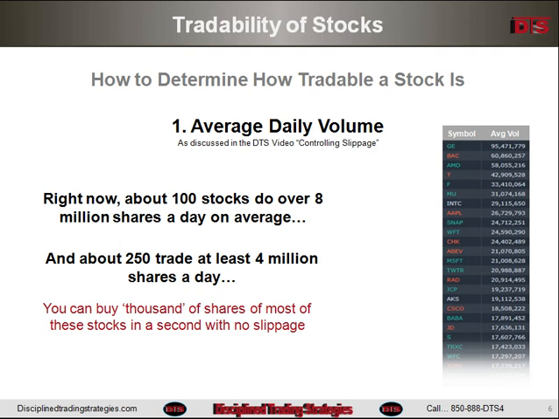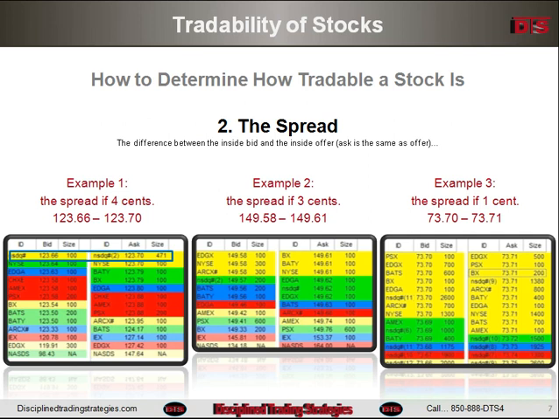That's very good volume. And there's about 250 stocks that trade at least 4 million shares a day. That's very good volume for most people unless you're buying really large share size. You can buy thousands of shares of most of these stocks in a second with no slippage. High volume is all you really need, but if you must have the play on a stock that doesn't have the volume that you need, then you must look closer.